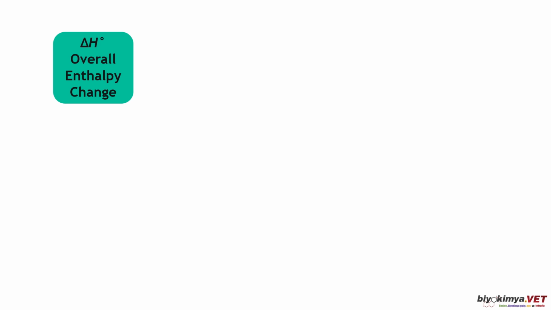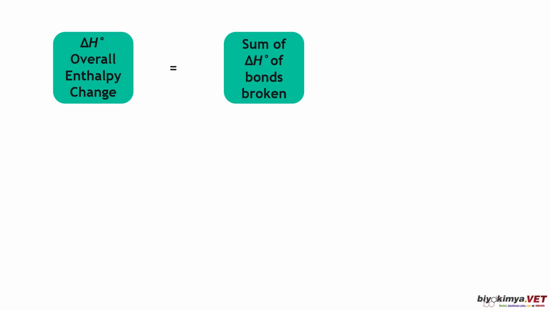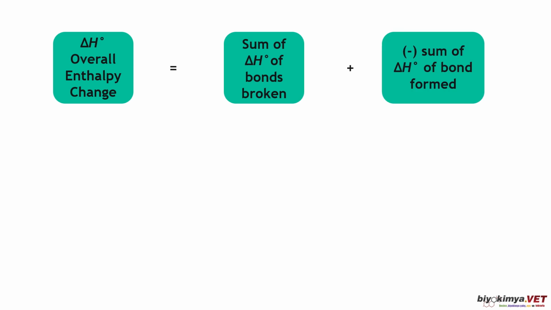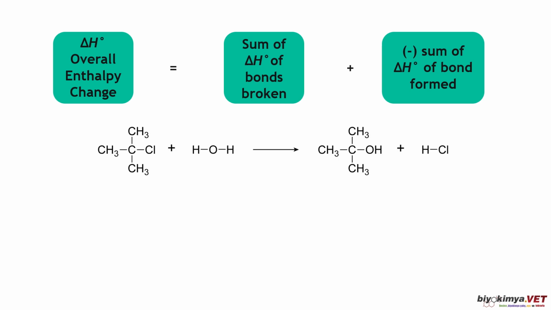Well, the overall enthalpy change of a reaction is equal to the sum of the enthalpy change of bonds broken plus the sum of the enthalpy change of bonds formed. And here's an example. As you see, tert-butyl chloride reacts with water, and the products are tert-butyl alcohol, or 2-methyl-2-propanol, plus hydrochloric acid.